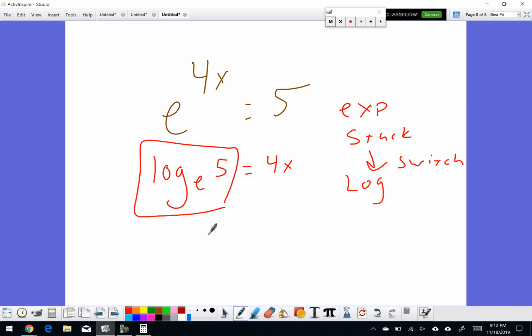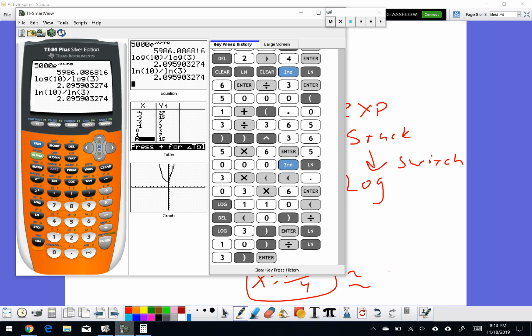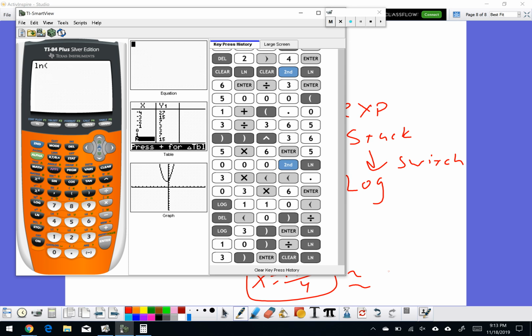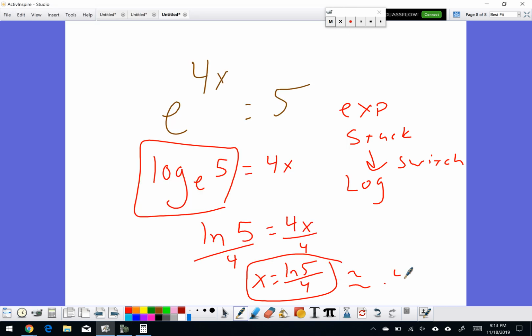Another way to write this, remember, is ln of 5, because if it's log base e, it's just ln of 5 equals 4x. Let's go ahead and find the exact answer. So I just divide by 4. x equals ln of 5 over 4. If you wanted to get the approximation, go ahead and go to the calculator. ln, I'm going to clear everything out here. ln of 5, close that parenthesis, divide it by 4. 0.4023. Okay? And that gives you an idea.